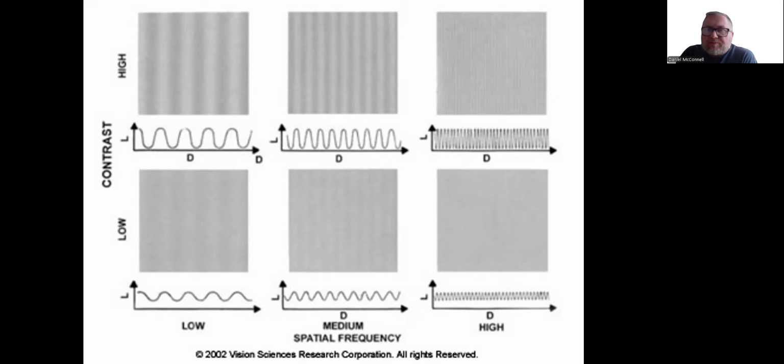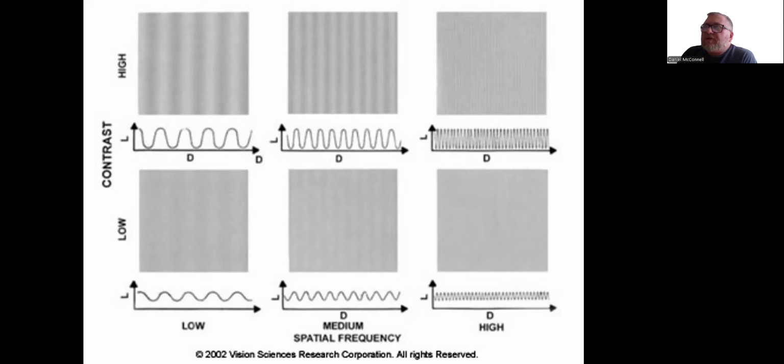There's another variable that's being manipulated here, though, that also helps show an important point. As we go from left to right on the top, we are seeing a change in the size and spacing of these vertical stripes that are in the image. And these are referred to as sine wave gratings or spatial frequency gratings.